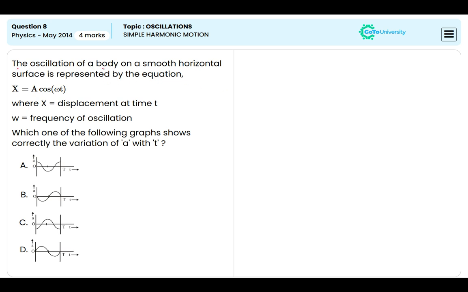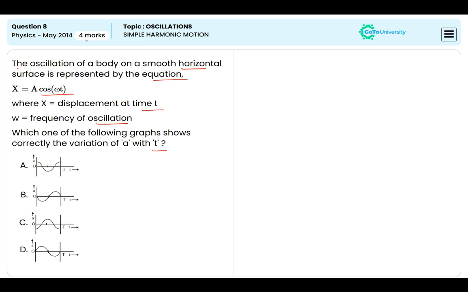The oscillation of your body on a smooth horizontal surface is represented by the equation x = a cos ωt, where x is the displacement at a time t, and ω is the frequency of oscillation. Which one of the following graphs shows correctly the variation of a with t? Out of these four graphs, which graph is perfect? We need to find out.